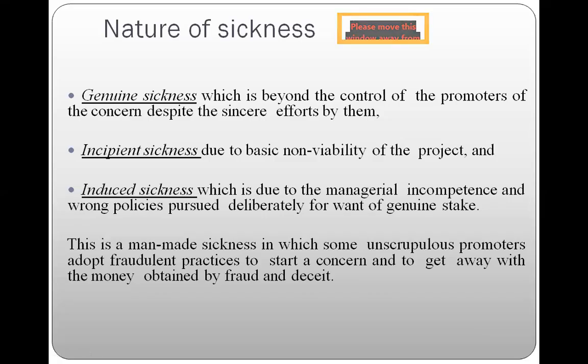Next is the nature of sickness. Now there are three different kinds of sickness. One is the genuine sickness, which is happening automatically. It is not in the control of anyone. It may be due to climate destruction. It may be due to floods. It may be due to different policies. So that is the genuine sickness, which is happening on its own. It is not in the control of anyone.